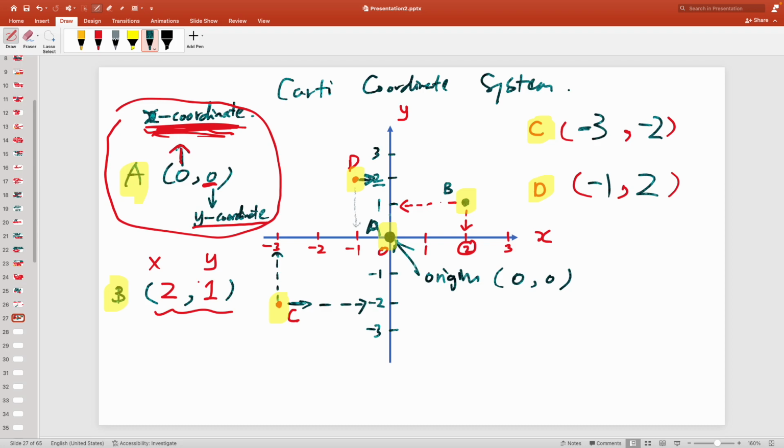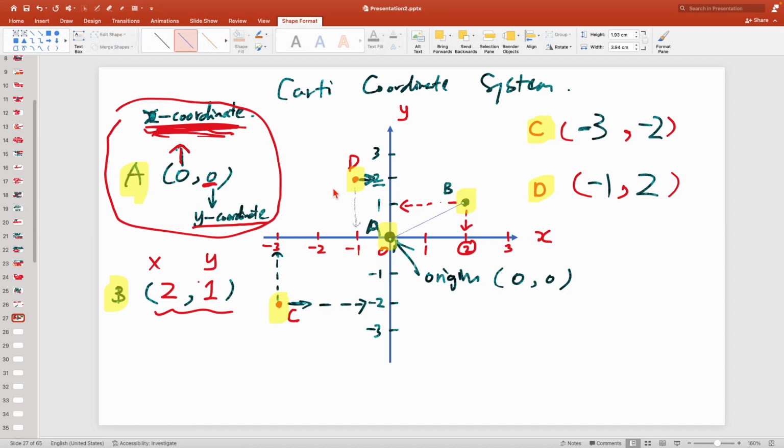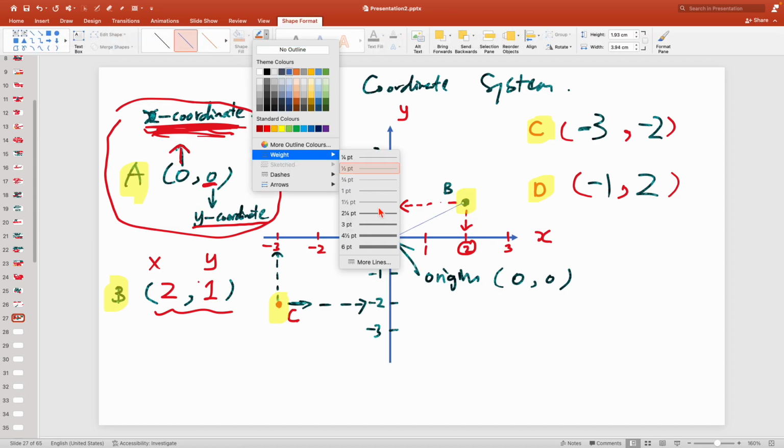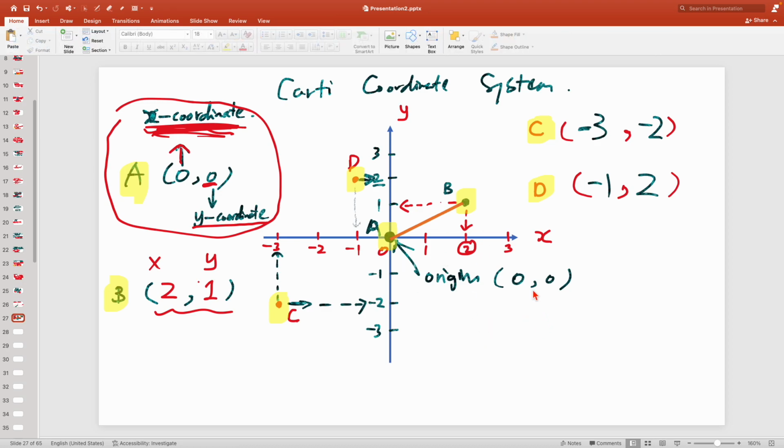Now, what if you link up A and B? Can you see I link up A and B? So I link up A and B, I get a... This is called what? When I link up A and B, I get a line, right?